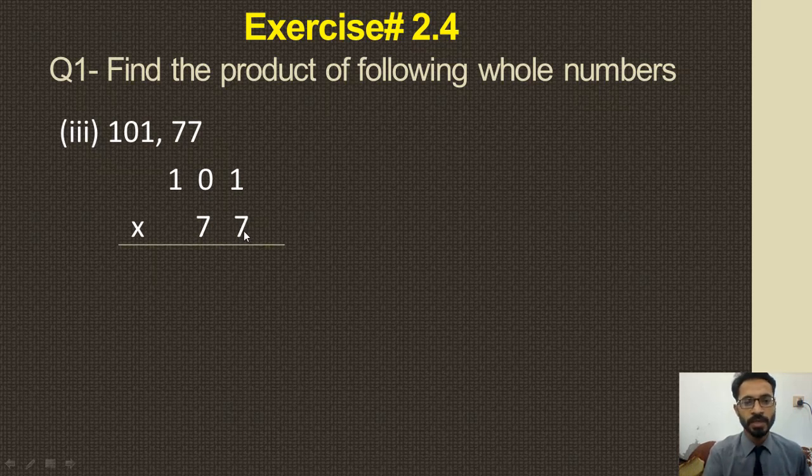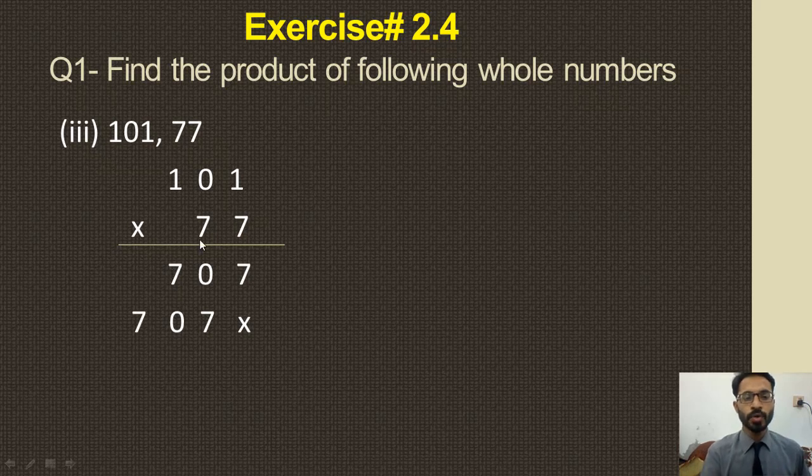Now we will multiply this 7 with 1, 0 and 1. After that we will multiply this 7 with 1, 0 and then with 1. When we multiply 7 with 1, 7 ones are 7. Then 7 multiplied by 0, 7 0s are 0. And then 7 multiplied by 1, 7 ones are 7.